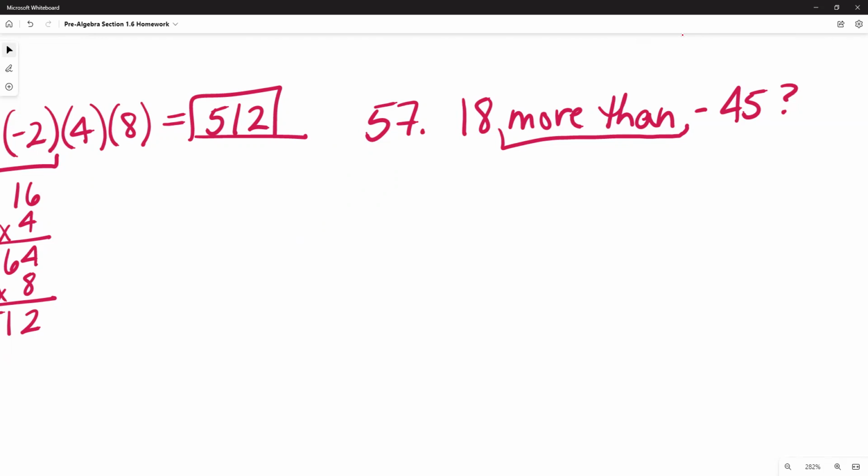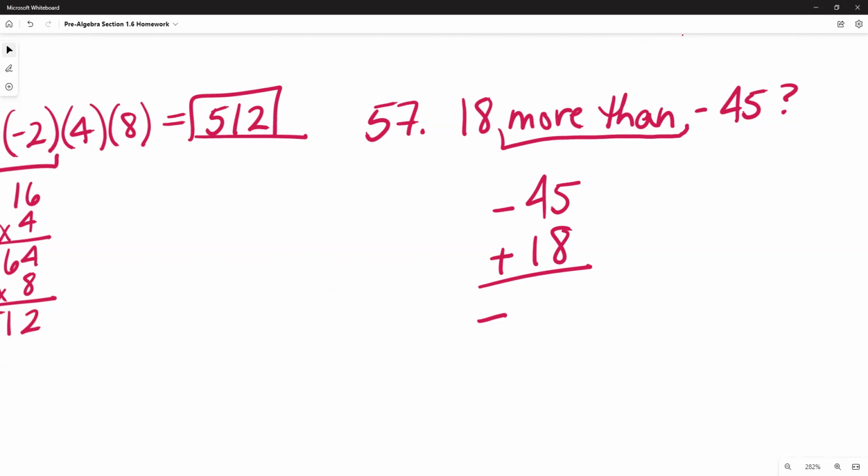We're adding 18 to negative 45. So when you see more than or less than, know that you start with that second number. So you would write this as negative 45 plus 18. So Julian, is your answer going to be negative or positive? Is it like or unlike? They're unlike. And the larger value has the negative sign.